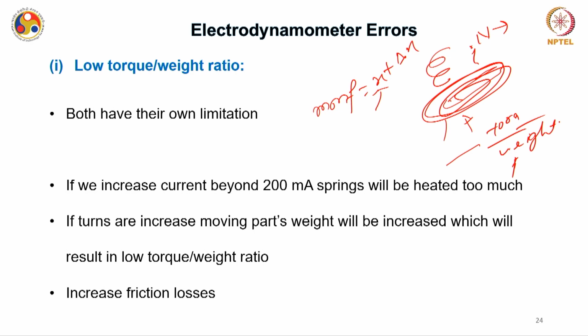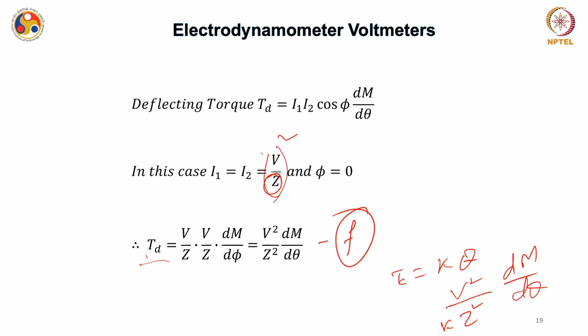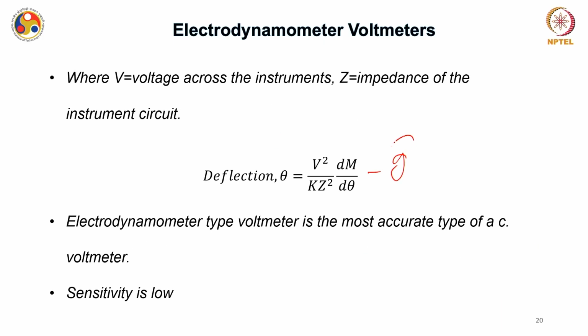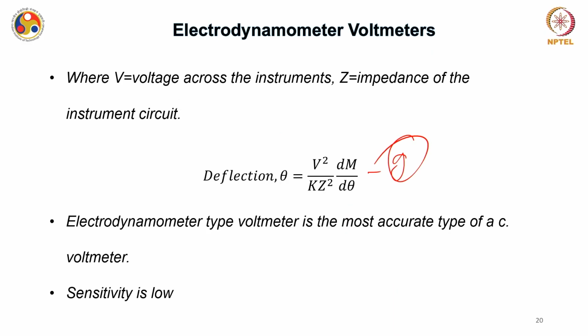Then there is another way of introducing error, which is by frequency. The frequency error of this electrodynamometer type of instrument is largely a result of variation in the self reactance of the coil, which varies with frequency. Say, consider an electrodynamometer voltmeter. The deflection we have already seen from equation F, the torque equation, and the deflection I am calling equation G.